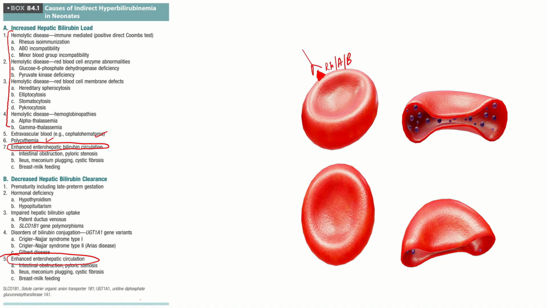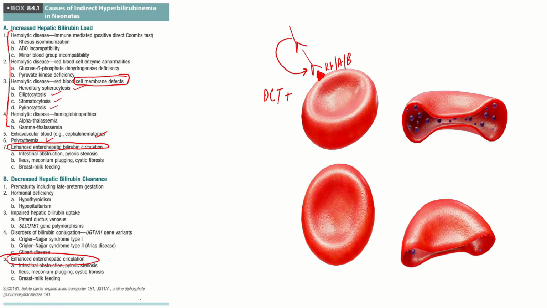When we take this baby's red cells and act upon them with anti-human antibodies, these antibodies catch hold of them and agglutinate the red cells, giving a positive direct Coombs test or direct agglutination test. Next, we can have membranopathies. In membranopathies, we have hereditary spherocytosis, elliptocytosis, pycnocytosis, or stomatocytosis.